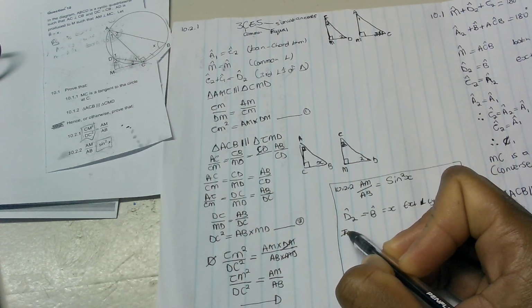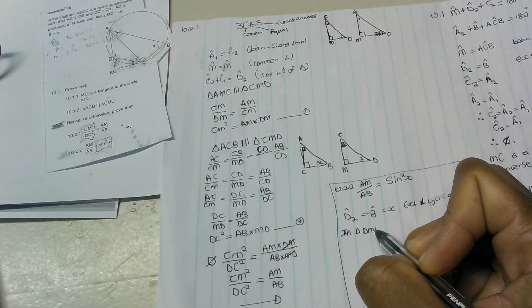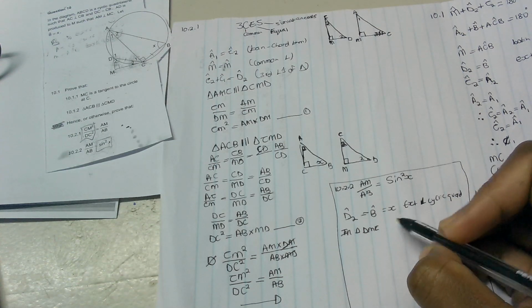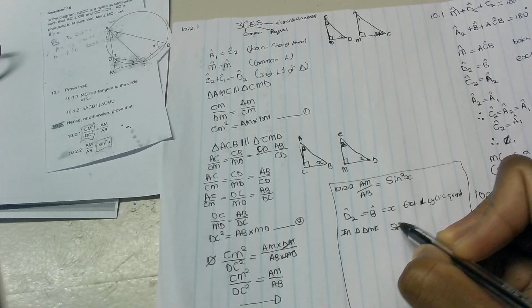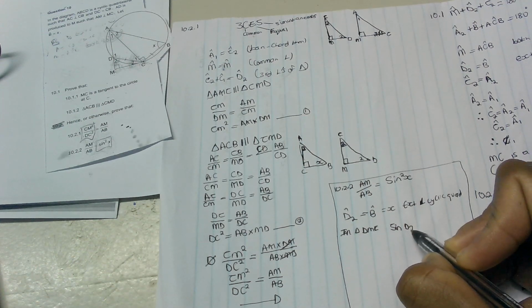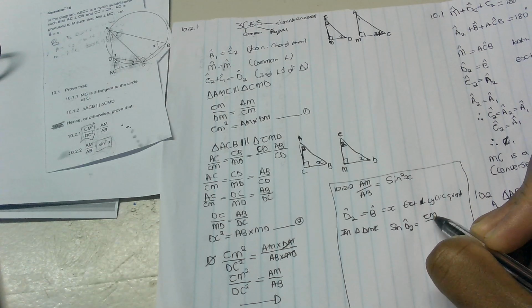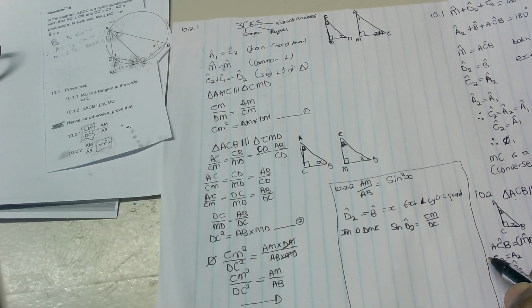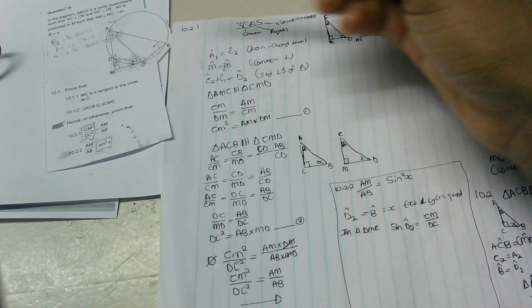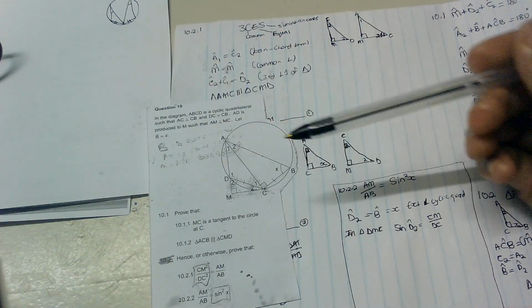In triangle DMC, this tells us what? What am I saying? Sine D2 equal to CM divided by what? DC. Why am I saying it's equal to this one? Like if you can take a look at this one from this equation, let's put this one over here because this one we've already finished with it.